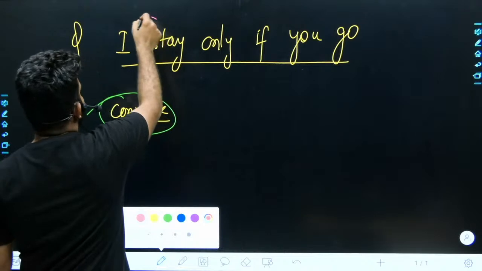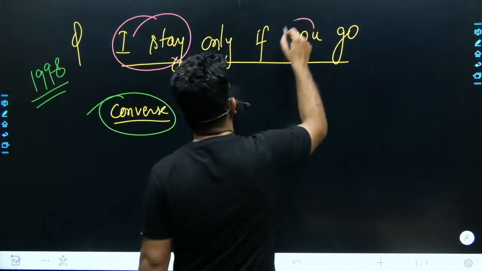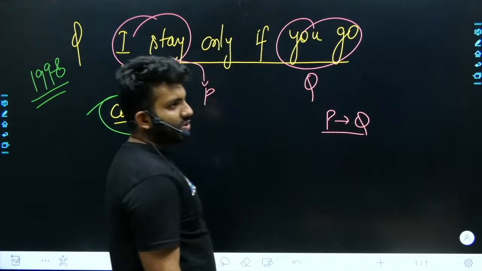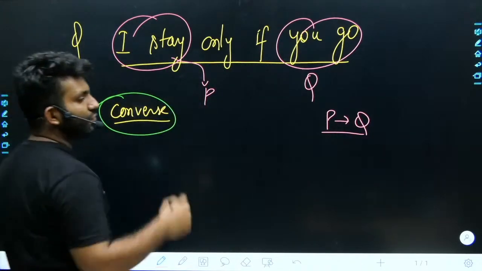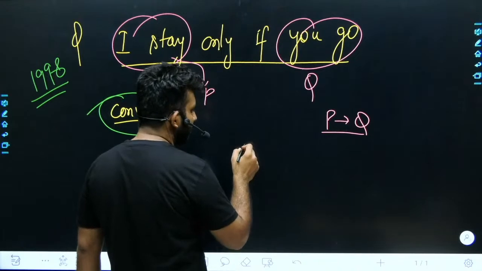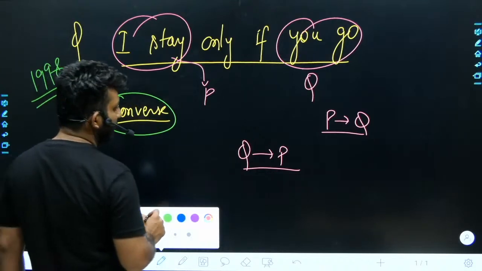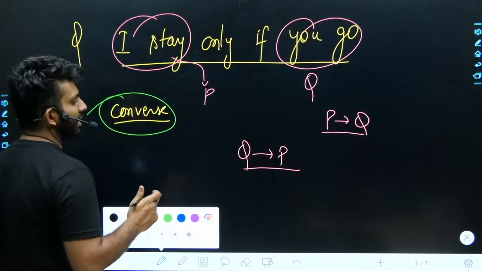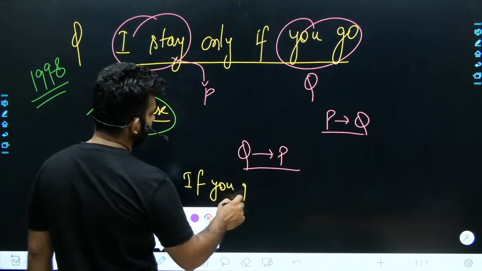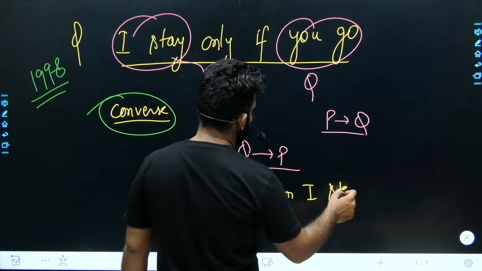If you remember, this part is going to be your P and this part is going to be your Q. That means P implies Q. And for the converse of any implication, the converse is going to be Q implies P. So what shall I write over here for this part? I shall write something like this: if you go, then I stay.